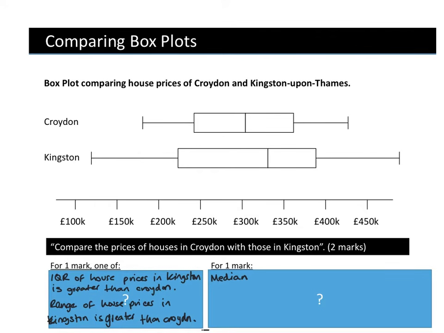Then the median. Okay, so median house prices in Kingston is greater than Croydon. Okay, nice and easy. Okay, because you are going to have some questions that say explain this. At least you know where these marks are coming from.